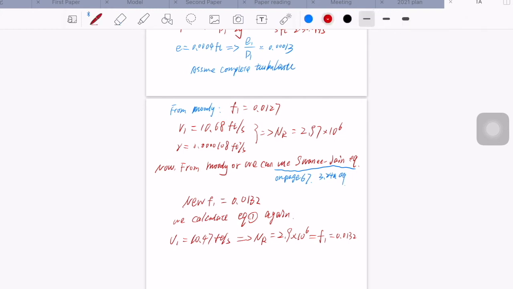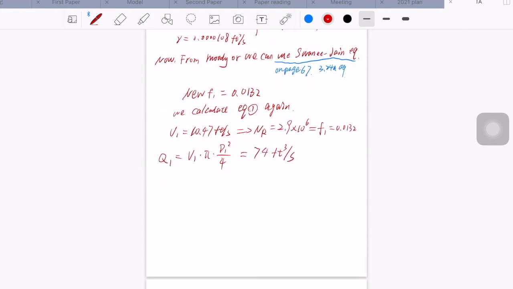So we can calculate the flow rate in pipe 1: Q1 equals V1 times pi D1 squared divided by 4. So the value is 74 cubic feet per second.